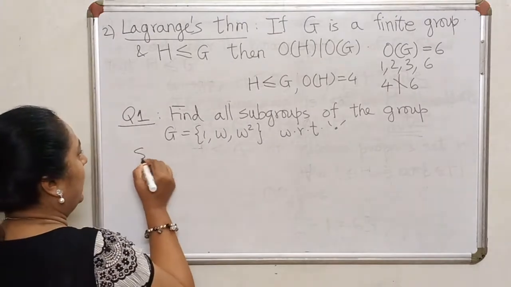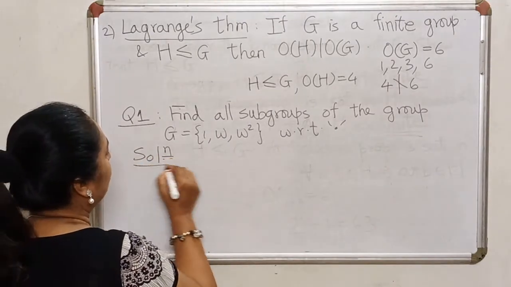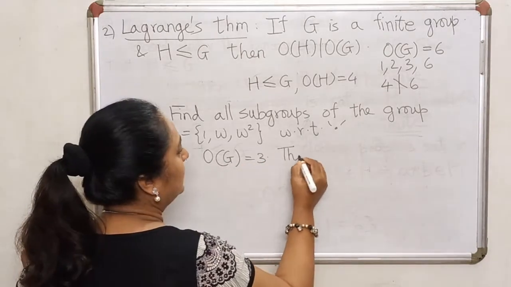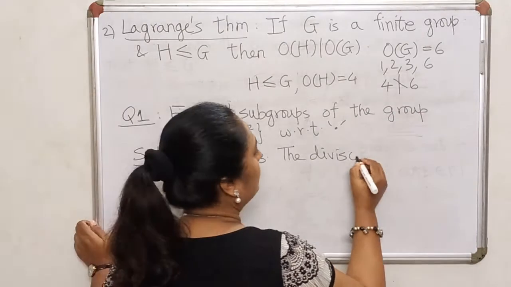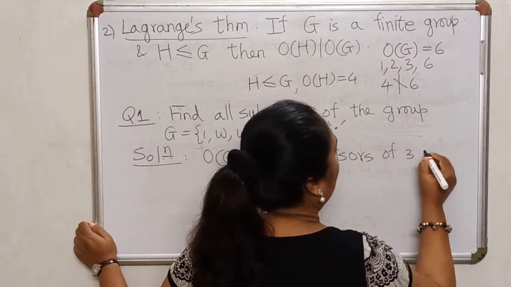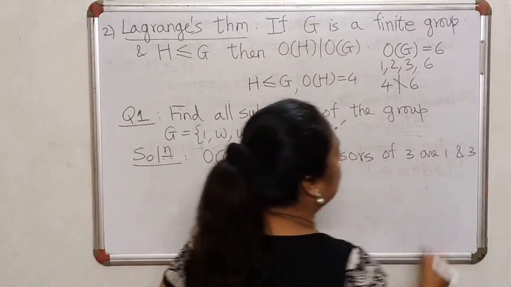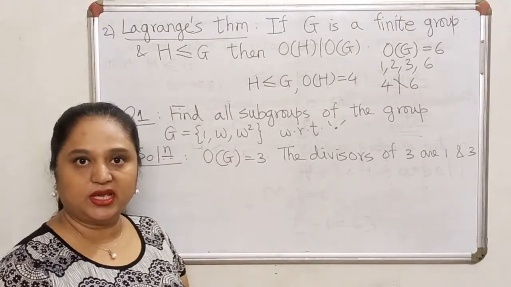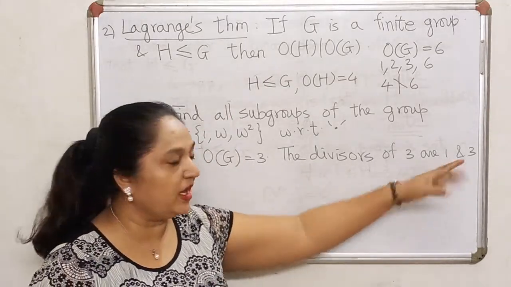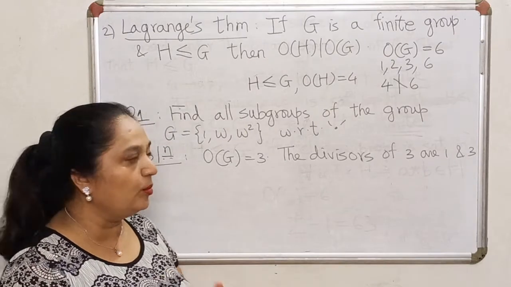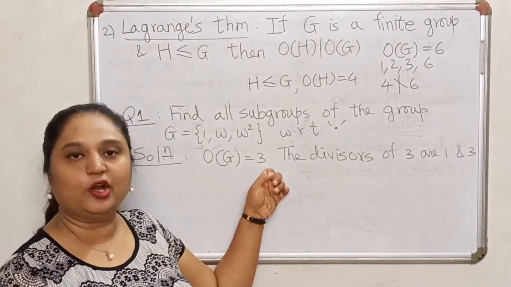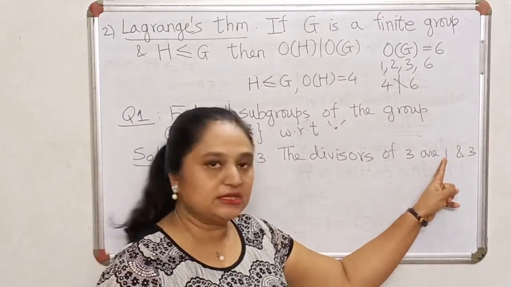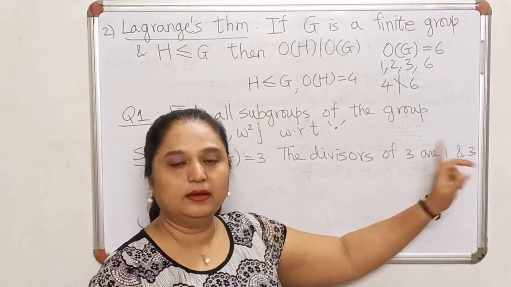So let's look at the order of the group. The order of the group is 3. We know that the divisors of 3 are 1 and 3. So once again, to quickly recall what Lagrange's theorem tells us: if the divisors of 3 are 1 and 3, Lagrange's theorem more importantly tells us that this group cannot have a subgroup of order 2. So we have to only look for possible subgroups of order 1 and order 3.